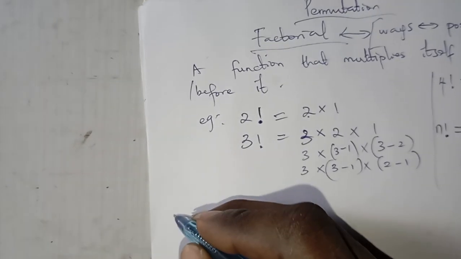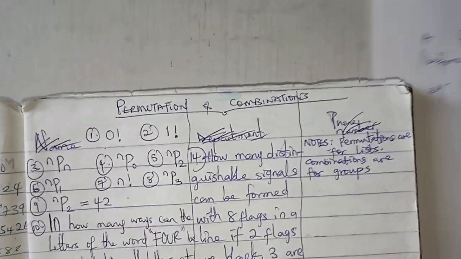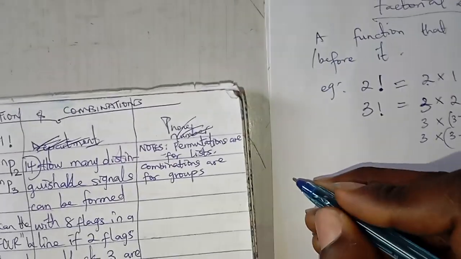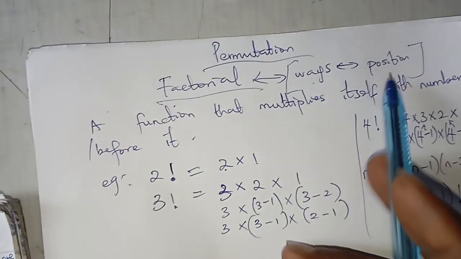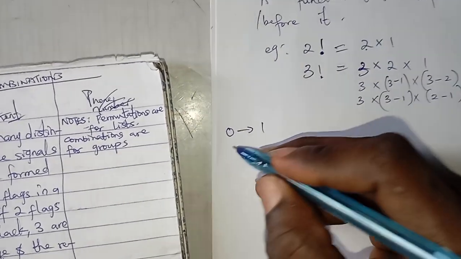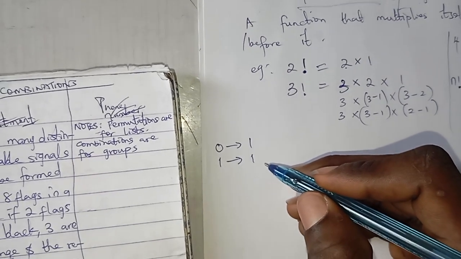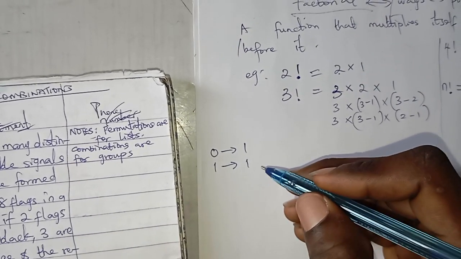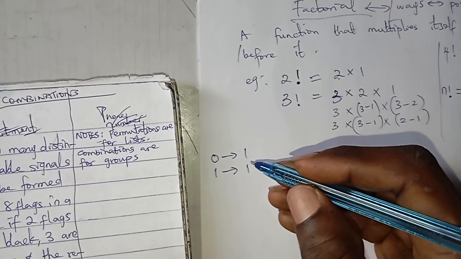Let's say we are asked to evaluate 0 factorial, and we know that 0 factorial is equal to 1. Why? Because remember we said that another name for factorial is ways or position. So 0 can occur in just one way. 1 can occur in just one way, because 1 times anything is that thing. 1 raised to any power is 1. The square root of 1 is 1. The same thing with 0.